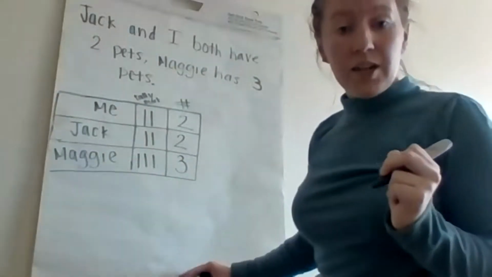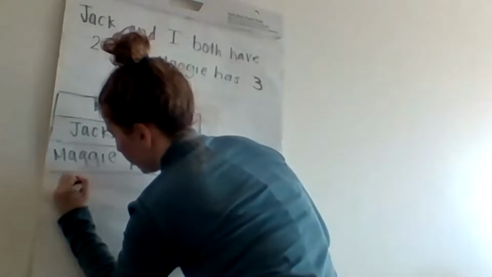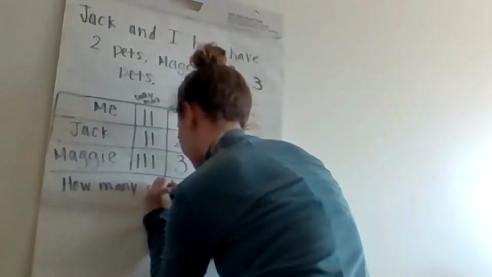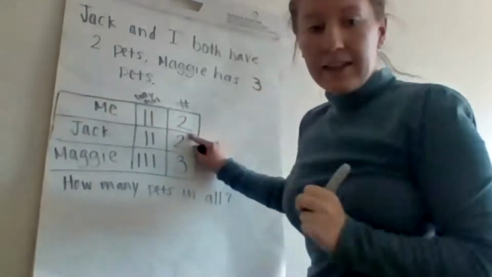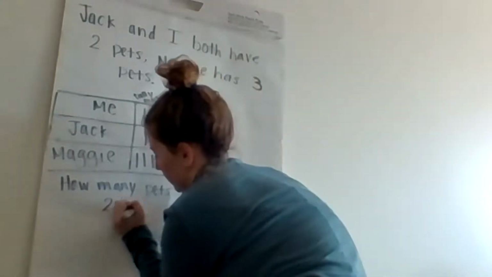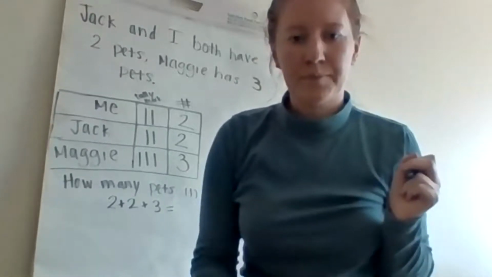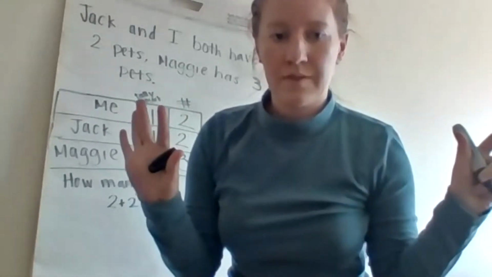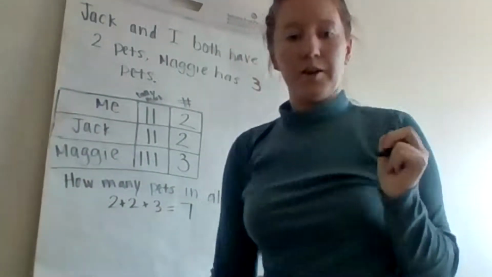Now I can answer any other questions. So if my question was, how many pets in all, I could add these numbers up, right? I could say 2 plus 2 plus 3. Did anybody do that in their head? 2, 2 more, plus 3 equals 7. 7 pets in all.